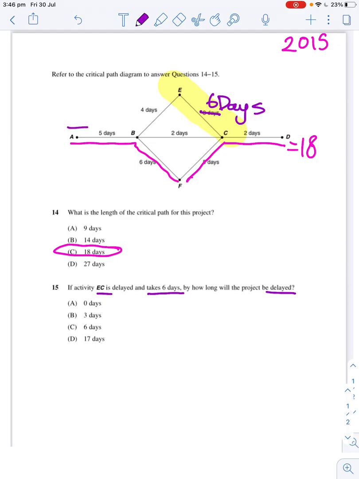So 5 plus 4 plus 6 now plus 2 gives me 17 days. So, well, I can't finish in 17 days because all the other tasks take 18 days. So anyway, doesn't matter. No difference whether it takes 6 days or not. I still have to follow the critical path of 18 days, and therefore, well, my project is not delayed at all, and therefore it's A, 0 days. Hope this is helpful.